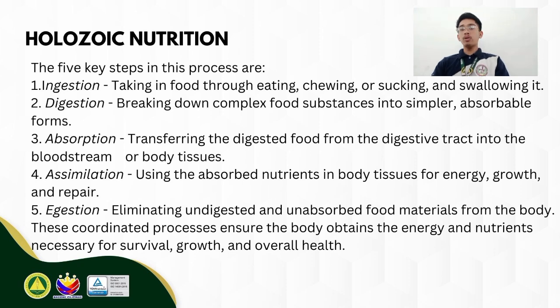The fourth one is the assimilation. It is using the absorbed nutrients in body tissues for energy, growth, and repair. The last one is the egestion. It is the elimination of undigested and unabsorbed food materials from the body. So these coordinated processes ensure the body obtains the energy and nutrients necessary for survival, growth, and of course for overall health.